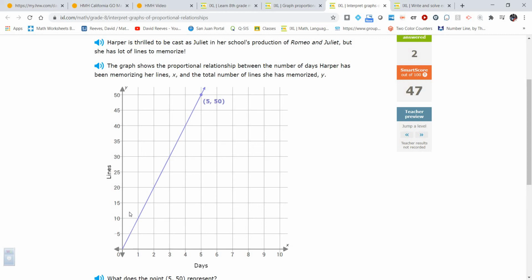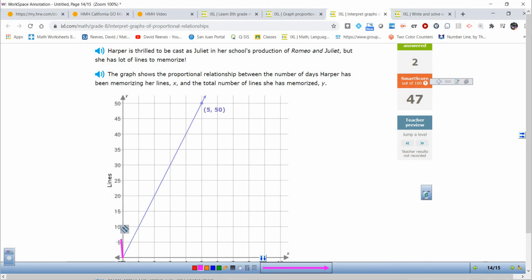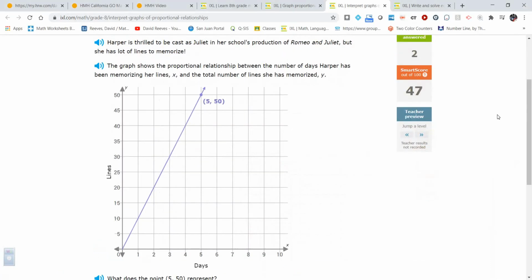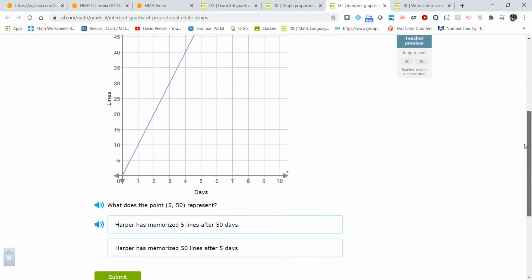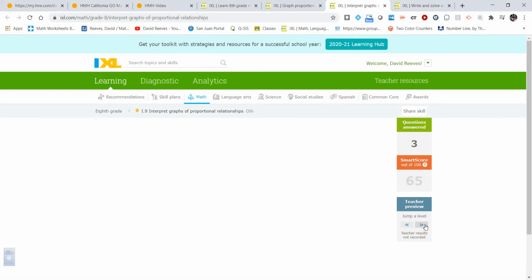By the way, the slope of this line, I know they're not asking you for slope, but we just did that, right? The slope would be up 10 over 1. Do you see that slope right there? Up 10 over 1, all the way, right? We go up 5 times and over 5 times, it gets us to 50. So what does the point (5, 50) represent? In 5 days, she will have memorized 50 lines.